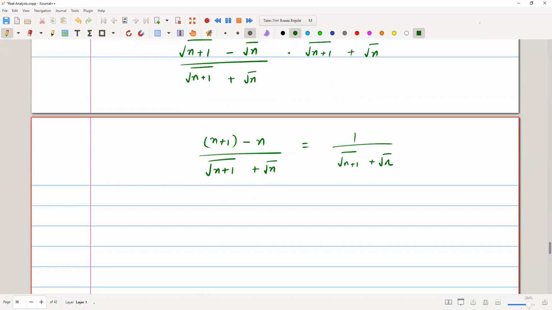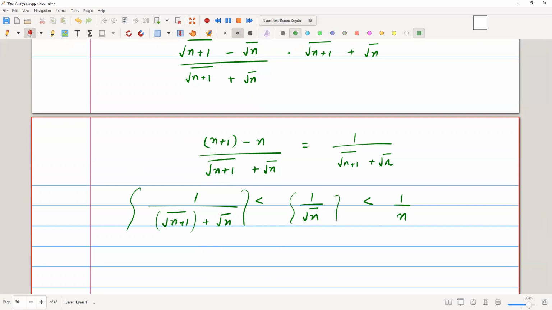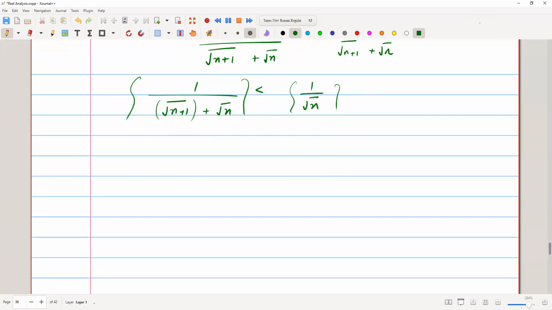So now we can say that this sequence will be less than 1 over square root of n, because we are removing one element here, which is positive, and adding it to the denominator makes the denominator bigger, so the number we get will be smaller than this thing. So we have 1 over square root of n.